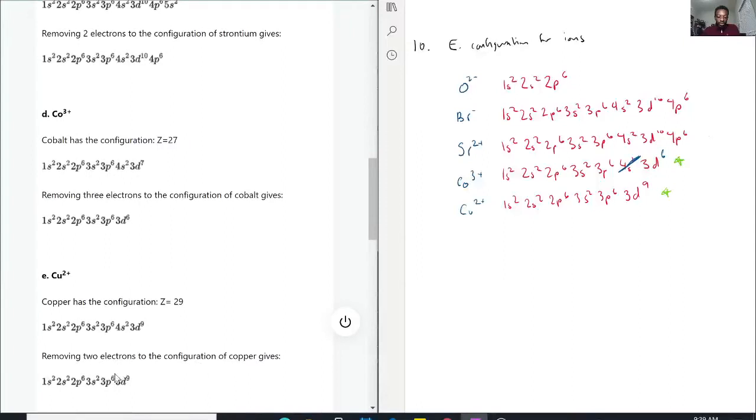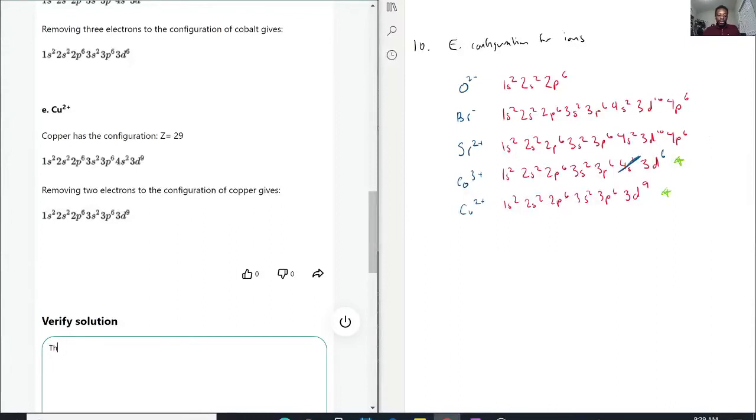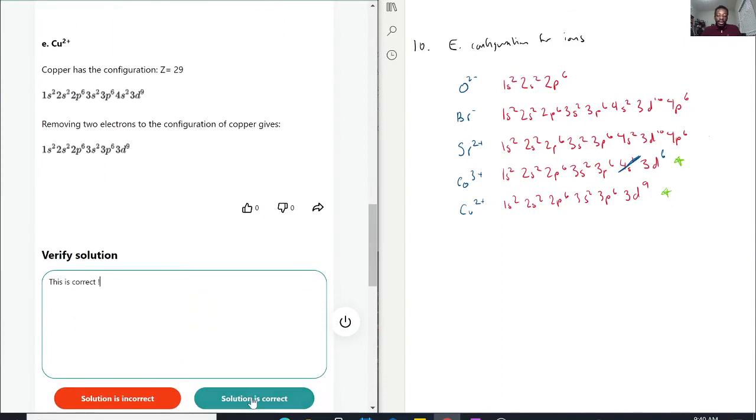Okay, 3p6 3d9. So with that being said, this is correct, and the lesson here is that you want to start from your outermost shell and just keep subtracting in, and do not try to rebalance it to make it quote unquote more stable. Just keep subtracting from your outer shell as is, okay? And with that, let's move on to the next question.